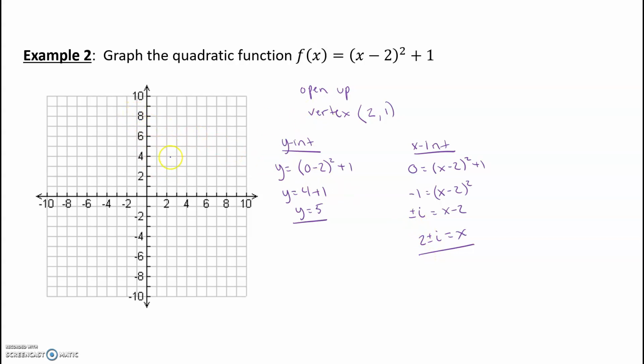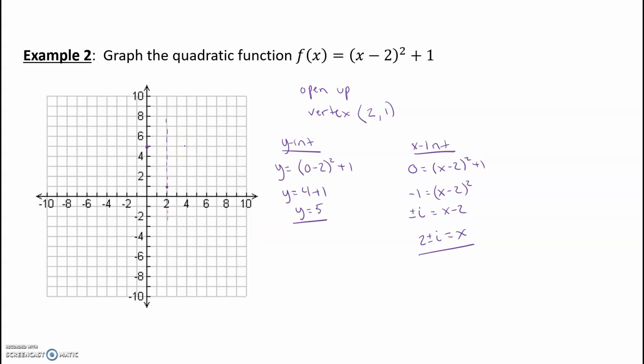So we're going to go ahead with what we have right now. So we have (2, 1). We have y equals 5. Remember, we're opening up. And if you're looking for a third point, you can always use that line of symmetry that goes through the vertex. All right, there's your axis of symmetry. So if it's over here, 2 away, then there'll be one over here, 2 away.